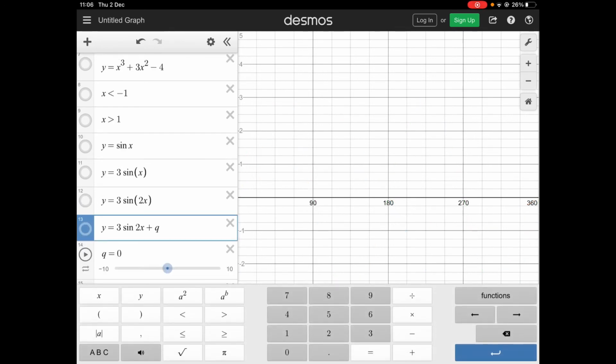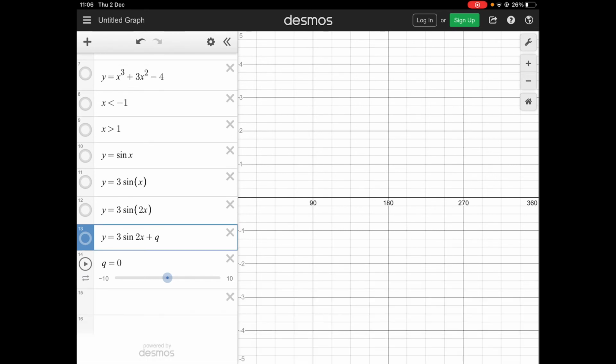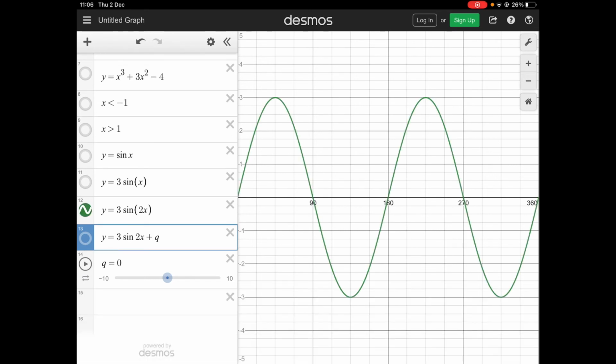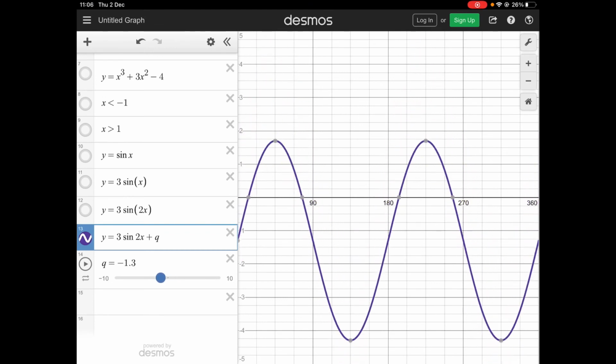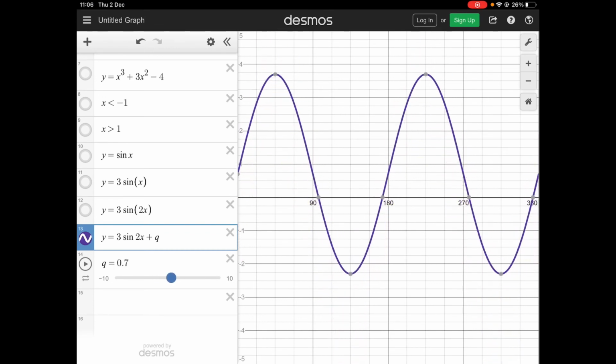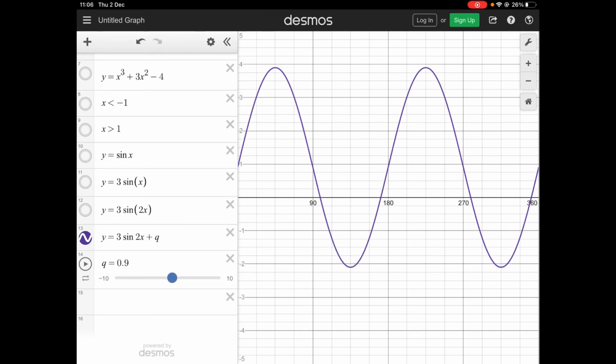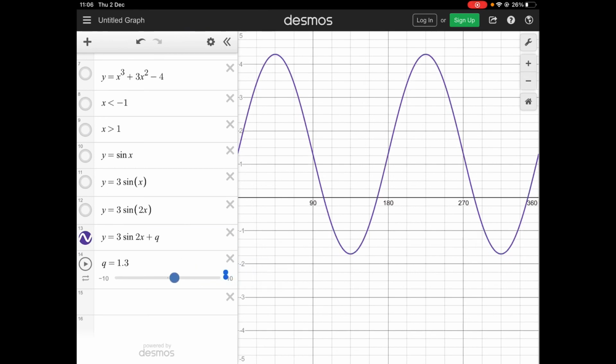Again, we can generalise specific graphs. So in this case here, we've got y equals 3 sine 2x, and we can generalise that with plus q at the end, which will be a vertical translation up and down, which again just helps young people understand what's happening to trig graphs.